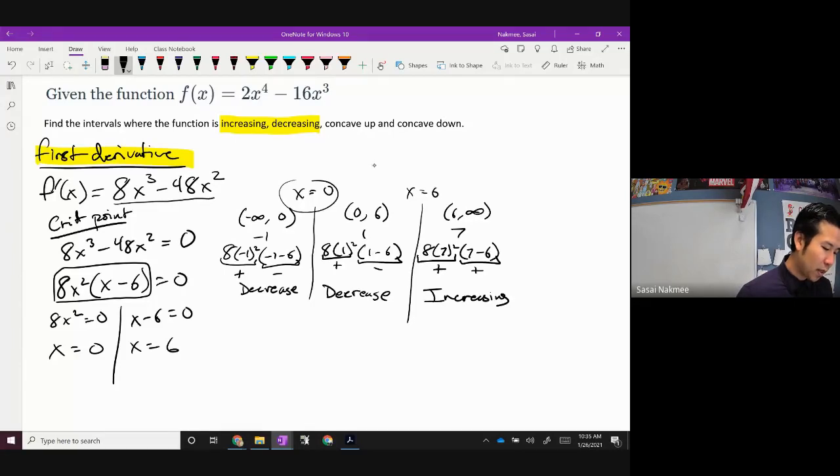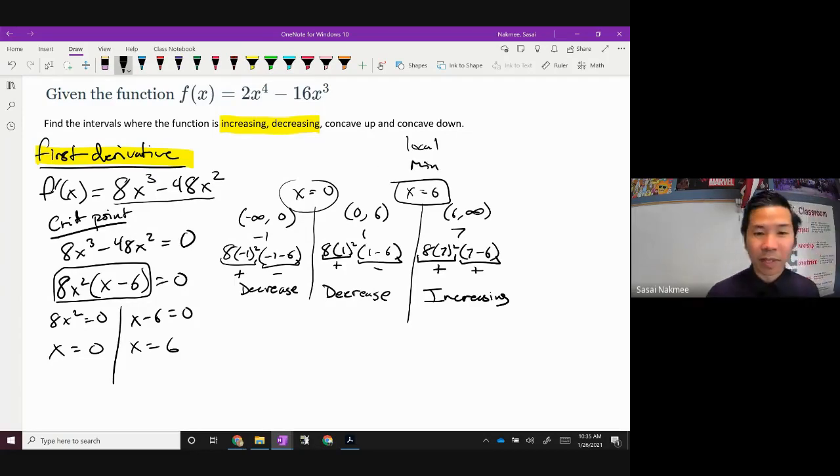And it's increasing, which means that, since it's decreasing and then increasing, I have a local minimum there at x equals 6. And nothing else is happening. Everything else is fine, right? So it's decreasing, decreasing, and increasing. So I found the intervals where the function is increasing and decreasing.